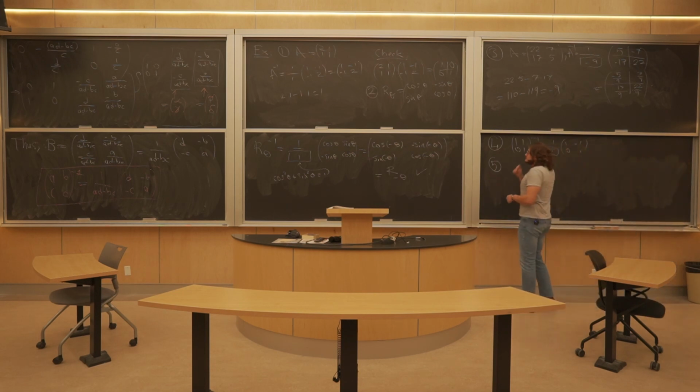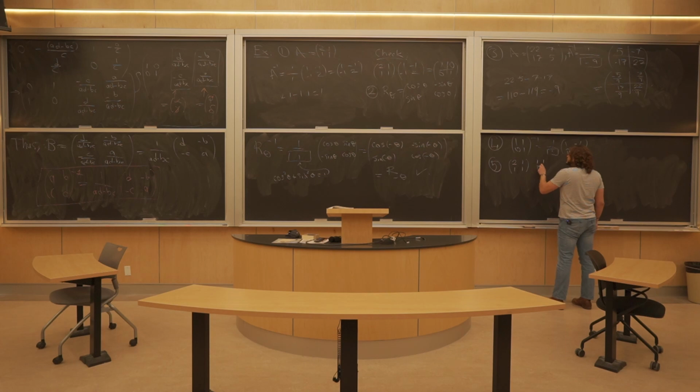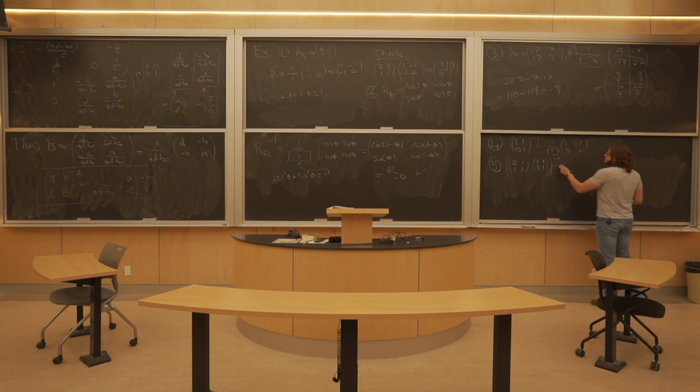And let's look at this. So 2, 1, 1, 1 times 1, 1, 0, 1. This is a 2 by 2 matrix. Its inverse. Now, I can first multiply, of course. And when I multiply these matrices, I get this. So this is 2, 3, 1, 2.